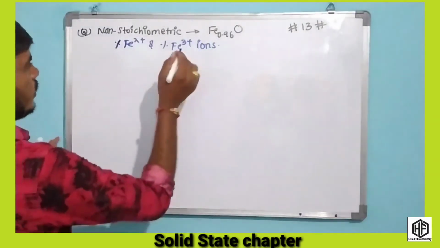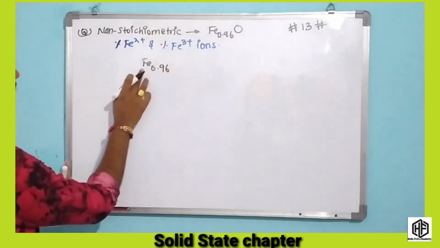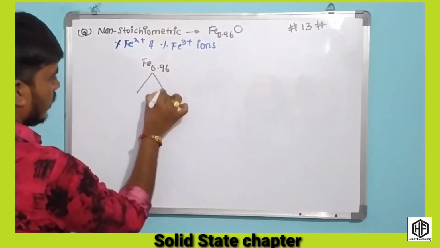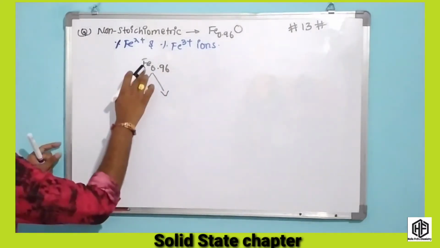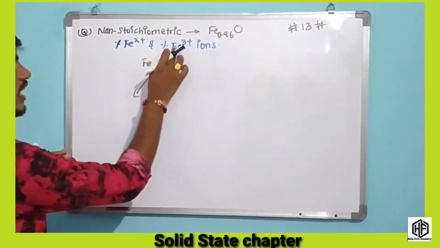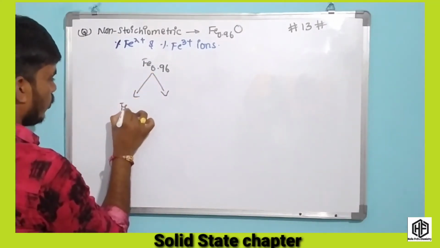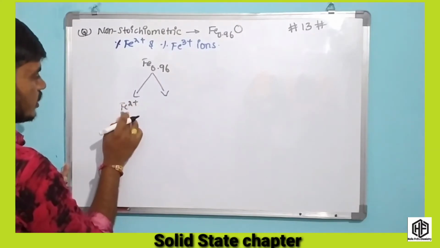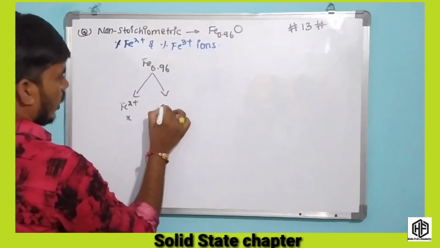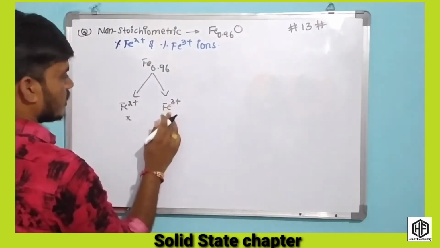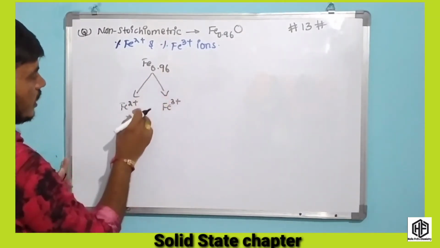Okay friends, first of all, in this compound the total Fe is 0.96. Both Fe2+ ions and Fe3+ ions are present in this non-stoichiometric compound. I represent the Fe2+ as X. The total is 0.96 and the Fe2+ ions are X.